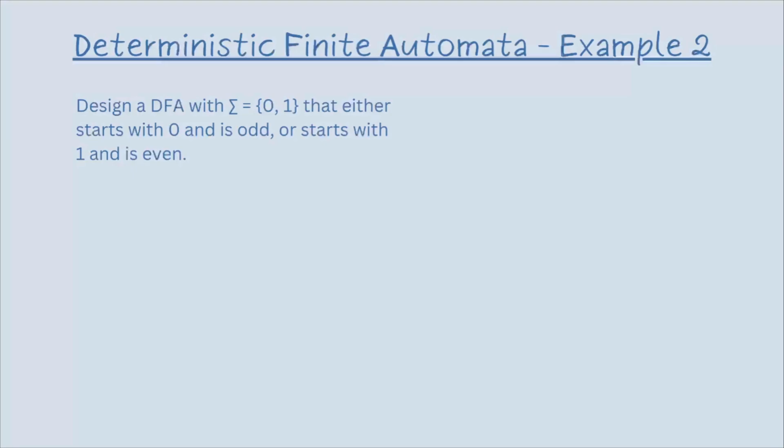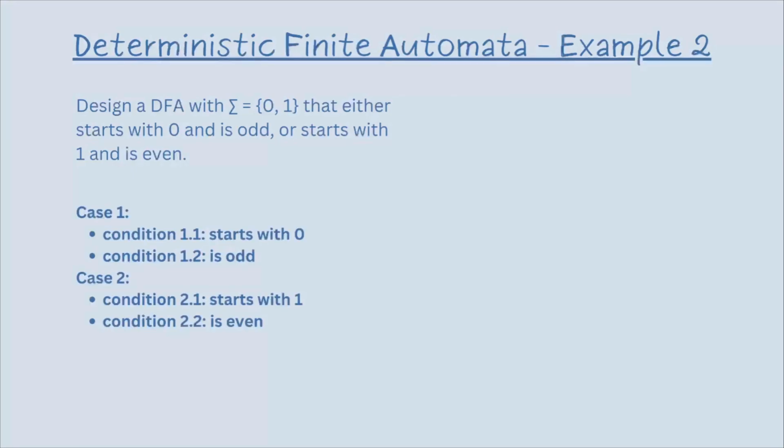For this example, we've got two cases to work with. Case 1 states that the string starts with 0 and is odd. If those two conditions are met, a string should be accepted. Or the string must start with 1 and be even, and then it would be accepted as well. So we're working with two cases now.